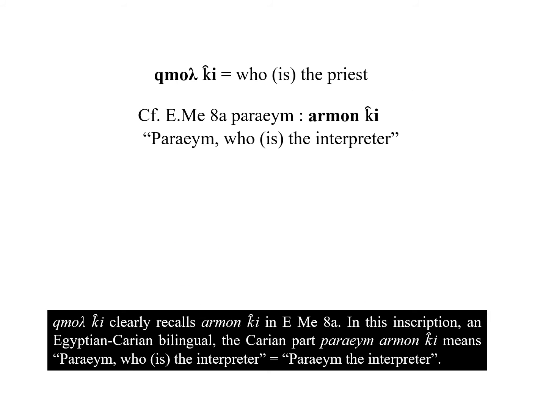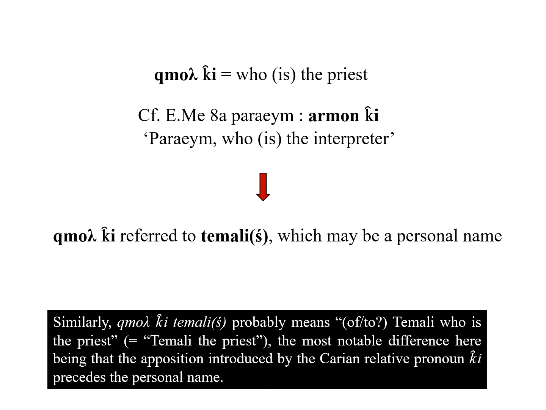Como Key clearly recalls Armen Key in EMI 8a. In this inscription, an Egyptian-Carian bilingual, the Carian part, Parium Armen Key, means Parium who is the interpreter. Similarly, Como Key Temali or Temalis probably means Temali, of Temali, to Temali, who is the priest. The most notable difference here is that the apposition introduced by the Carian relative pronoun Key precedes the personal name.